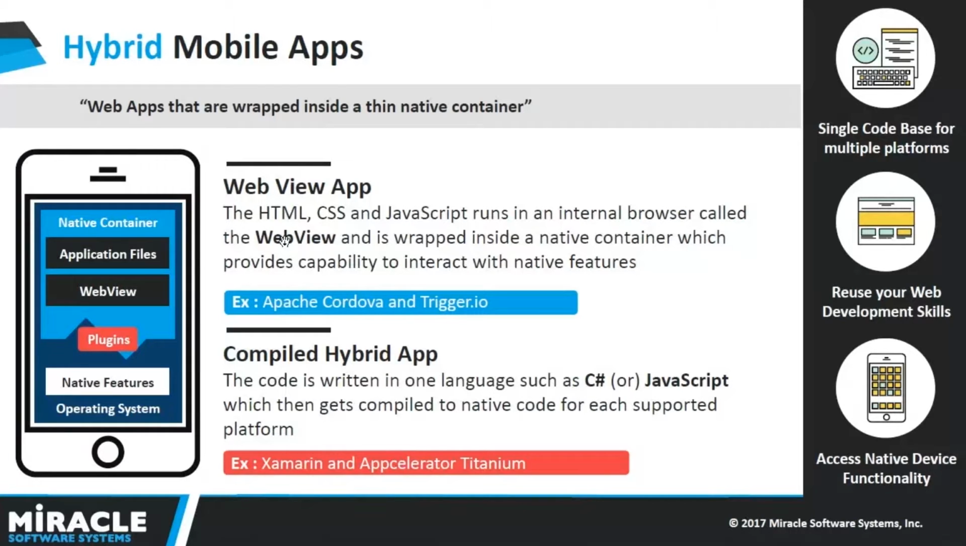And here is the architecture diagram for hybrid apps. Generally, we have a WebView where all the web technologies are, and then it is wrapped in a native container. And if you want to interact with the device level operating system, we have plugins that will do so. Using this, code reusability is higher, we can access native functionality too, and we have a single code base for multiple platforms using hybrid mobile apps.